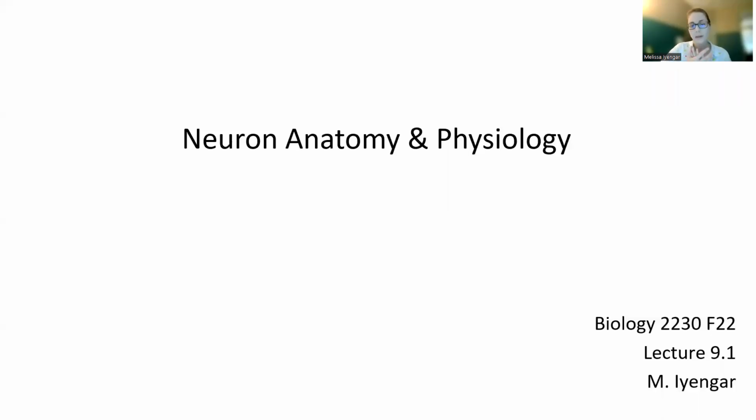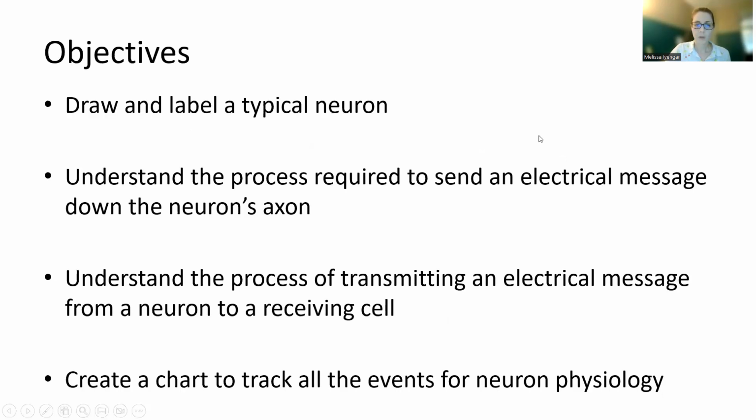All right, hi everybody. So we're going to do some videos about neuron anatomy and physiology. For these videos, there are a couple things that you're going to want to attempt to do yourselves. First, draw and label a typical neuron so you understand what is happening at each part of the neuron and what processes we're going to do in the future. Then we're going to break up the process of sending an electrical message down a neuron's axon into chunks. So it'll be like resting membrane potential, depolarization, repolarization, hyperpolarization, and then synaptic transmission.